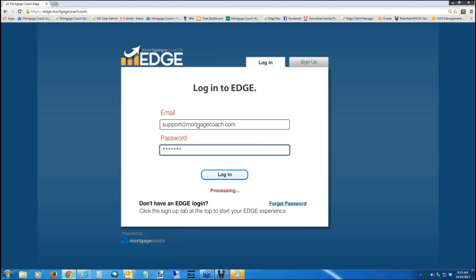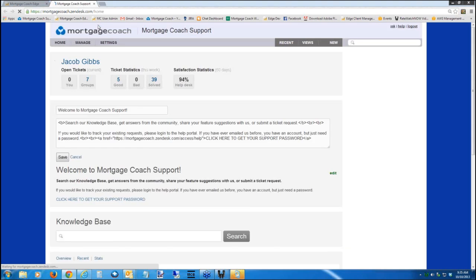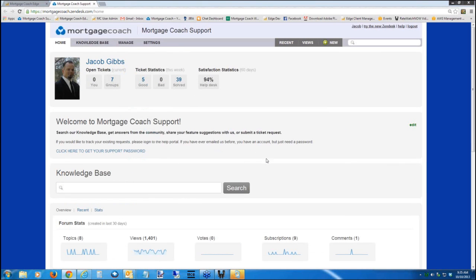Now, anytime you're inside Edge, if you need help with something, the quickest way to get it is to hit the Help button up at the top. This is not going to kick you out of Edge. It's going to open up a new tab for you that goes straight to our Support Center.